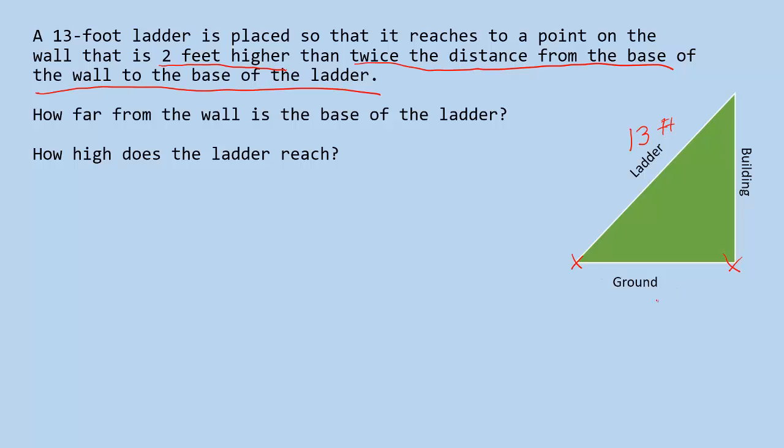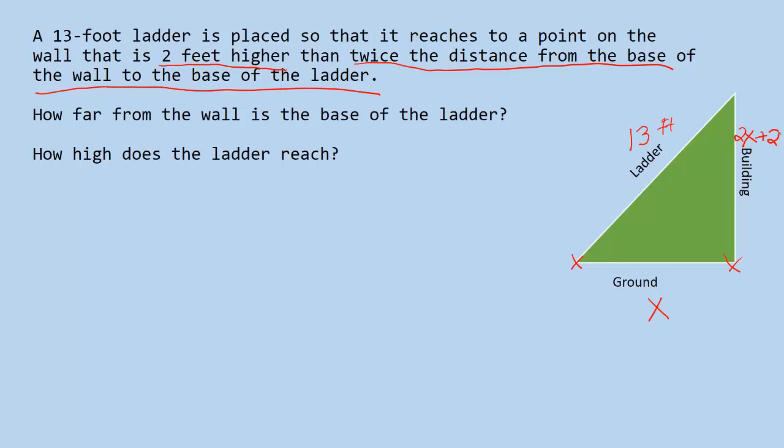So at this point, we're going to label that as x, because we don't know what that is, but we do want to find out what it is. So now that I know the ground is x, let's go back and reread this phrase one more time. The wall is 2 feet higher than twice the distance from the base of the wall to the base of the ladder. Well, twice the distance, twice meaning 2 times. So I know that I'm going to start out with 2 times the base, and it said 2 feet higher. So 2 feet higher means that I'm going to add 2 to that distance.